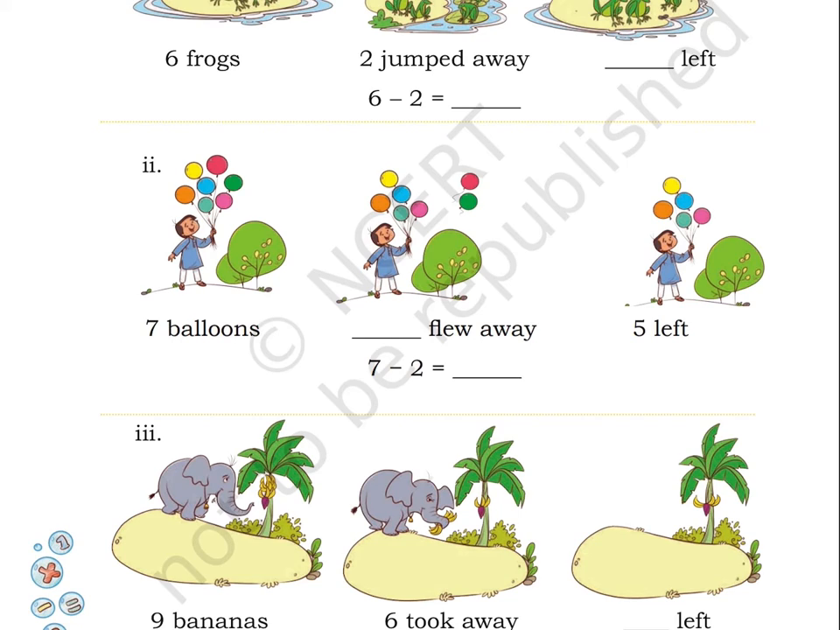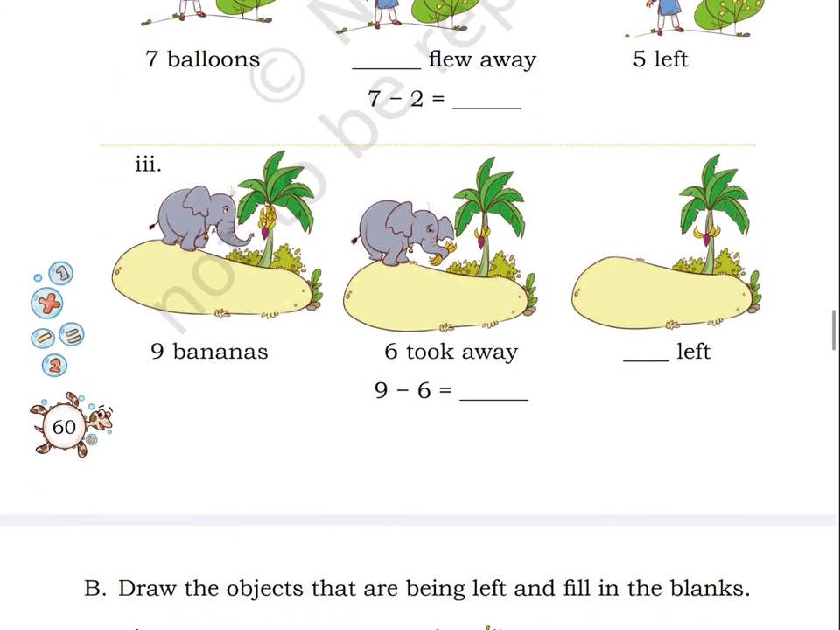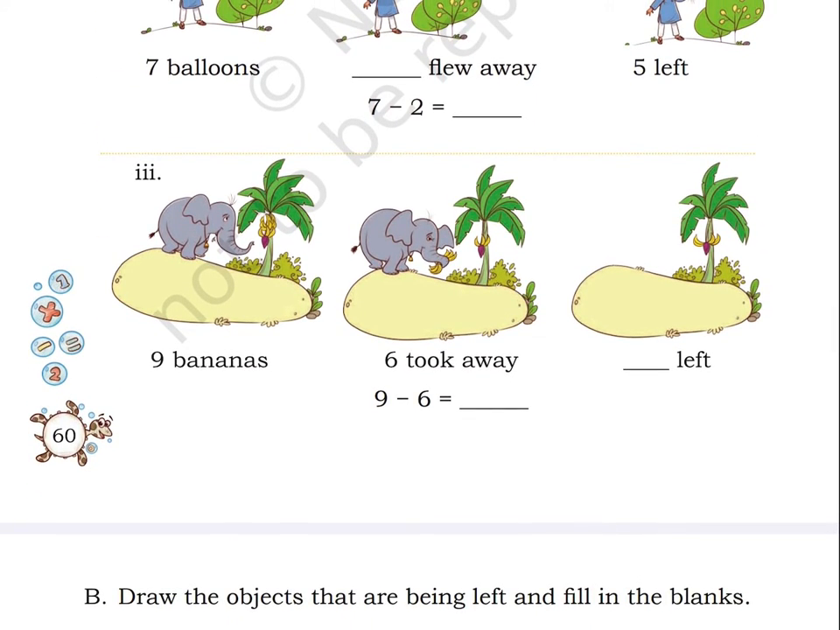3. There are 3 pictures given. In the first picture, there is an elephant standing near the banana tree. There are 9 bananas on the tree. In the second picture, the elephant took 6 bananas away. 9 minus 6 is equal to blank. In the third picture, there are blank bananas left.